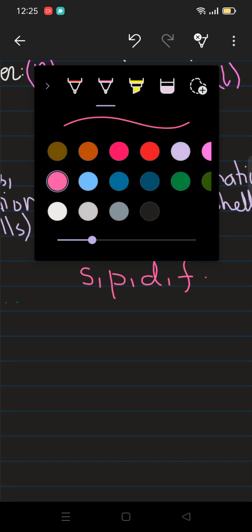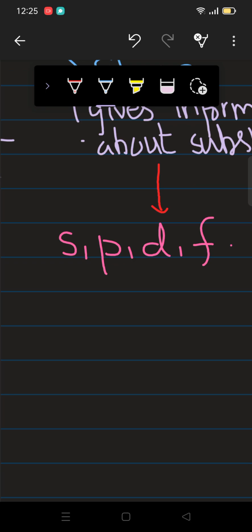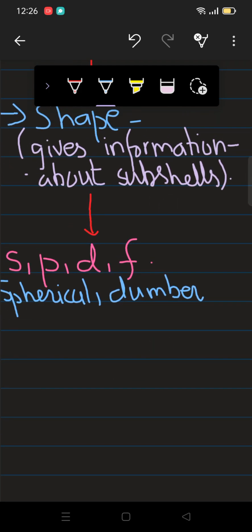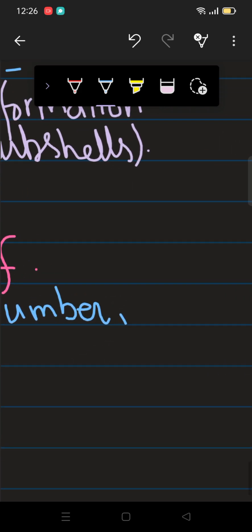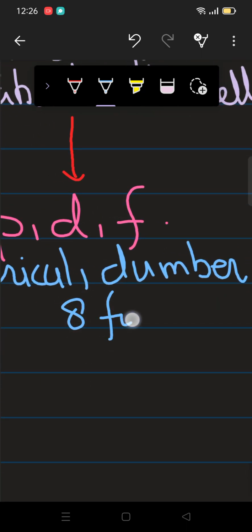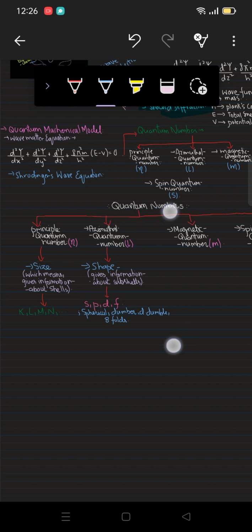So we have 4 shapes as well, that I should write with the blue one. 4 shapes we have: spherical, dumbbell. In the next video we're going to discuss the shapes in very much detail. Dumbbell, D means double dumbbell, and 8 folds. So there we're going to discuss the shapes as well.